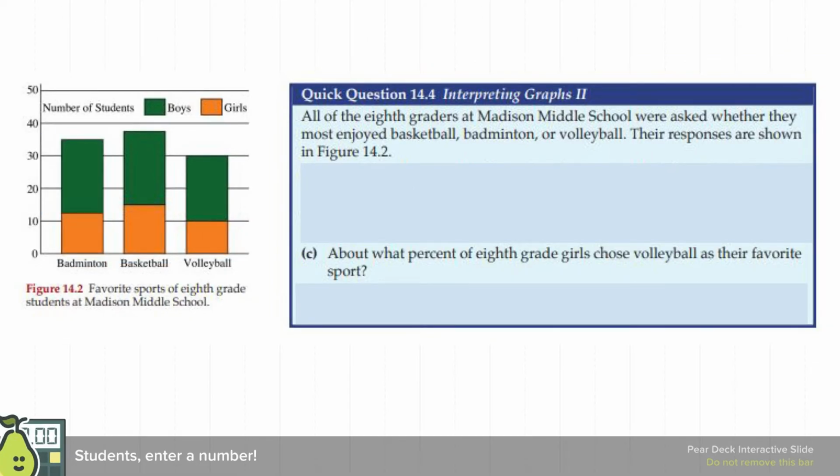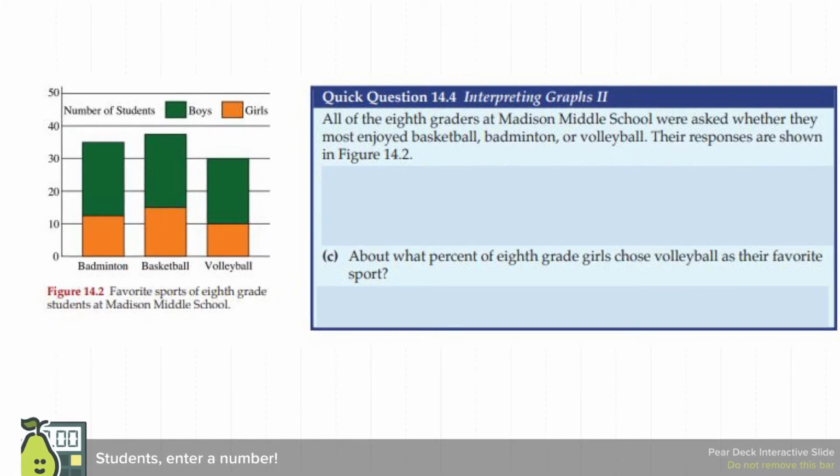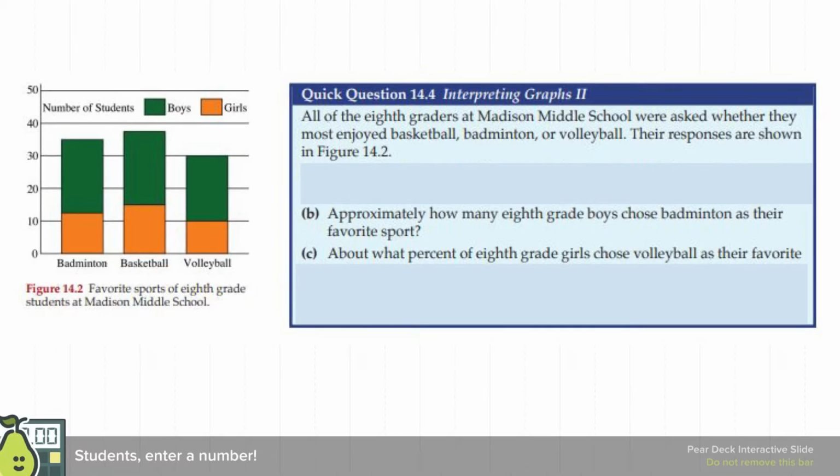Okay, on this next one, it says about what percent of 8th grade girls chose volleyball as their favorite sport. Okay, so hopefully you recognized the difference in the wording. If I compare it to the previous problem, it says approximately how many 8th grade boys. And in this problem, we're talking about percent.